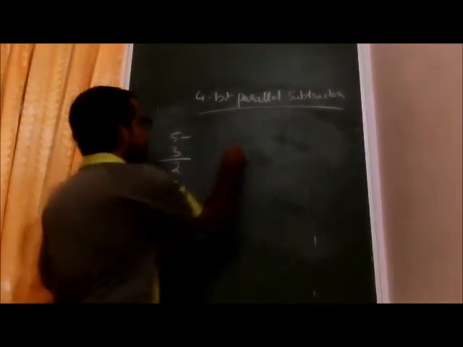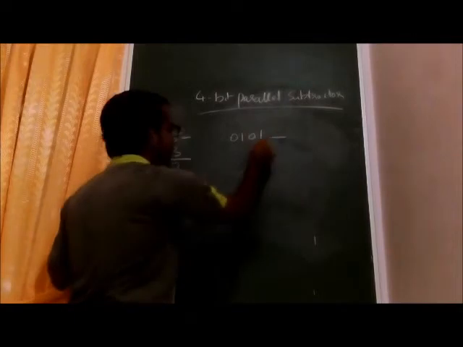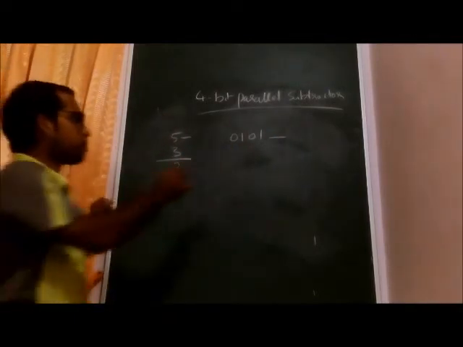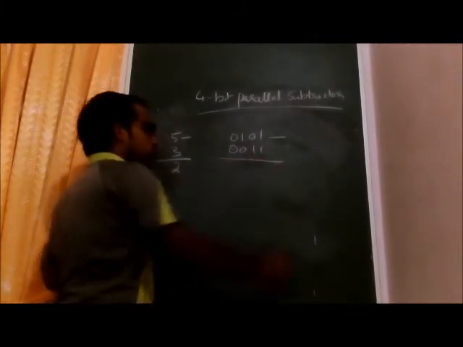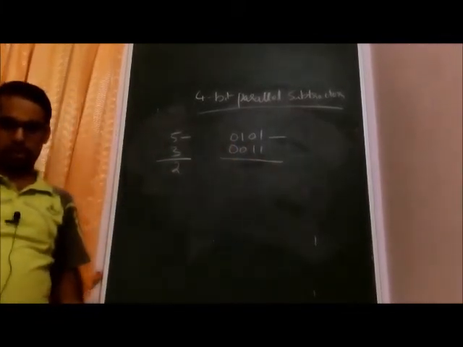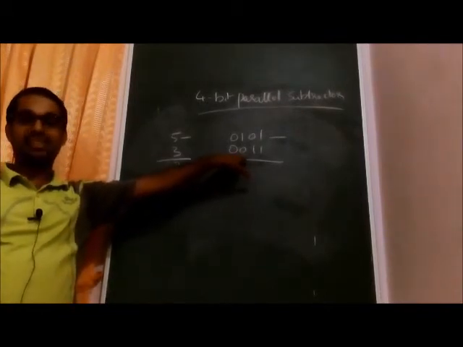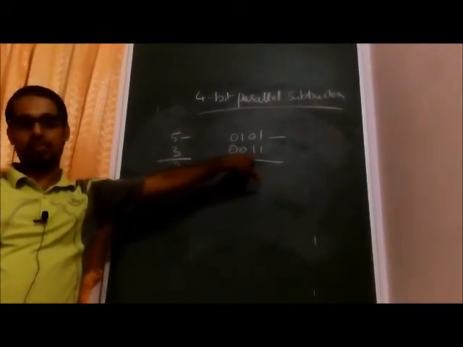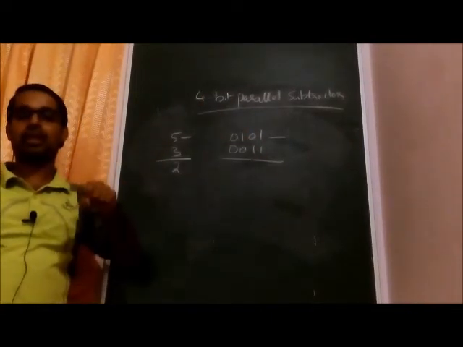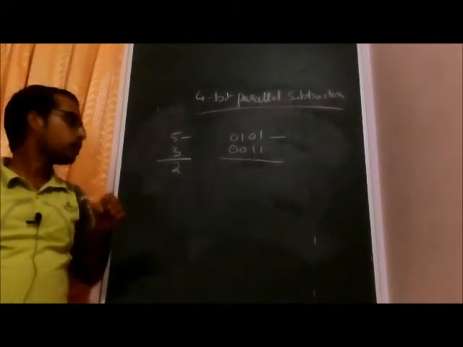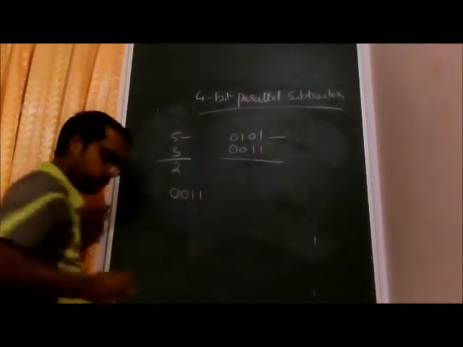We can represent 5 as 0 1 0 1. And 3 is represented as 0 0 1 1. So how can we do this subtraction? We need to take the 2s complement of the second number and add it to the first number. This is how we do subtraction in binary numbers. So what is the 2s complement of this one?